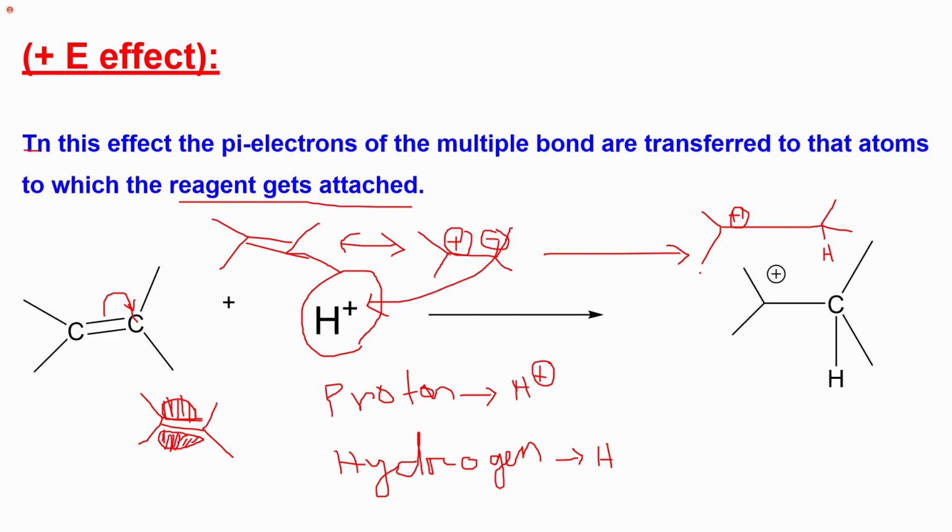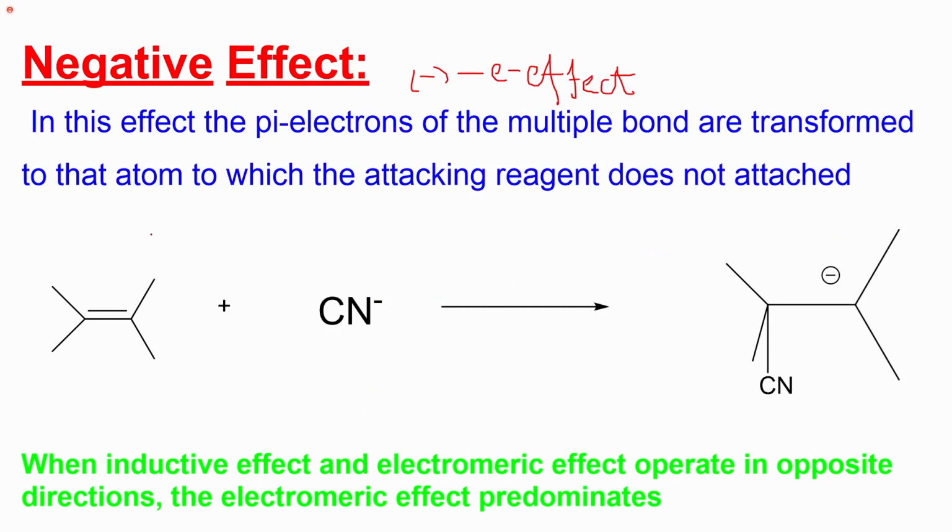Now let's see the negative effect. We'll see an example, the same example with a different kind of functional group. Suppose we have this one: a carbon with CH3 and CH3, and another carbon here, also with CH3 and CH3. Now we have an electron density.